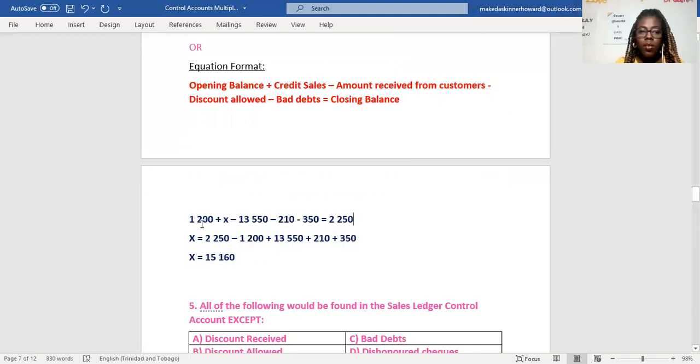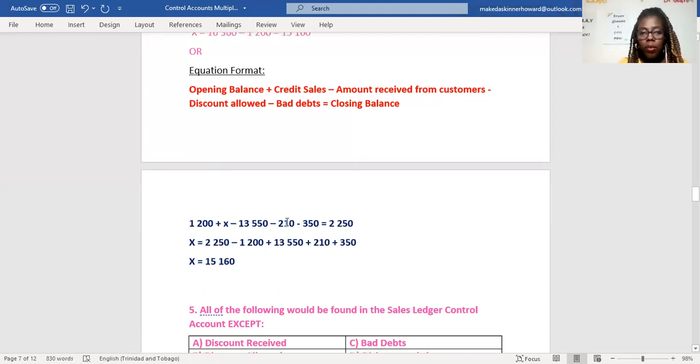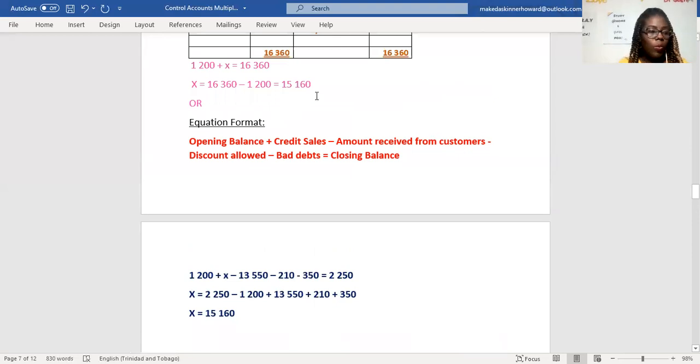All right. So 1,200 is our opening credit sales. We don't know. We minus any amount received from the customers, minus the discount allowed, which is the 210, minus the bad debt. And that's going to give us our closing balance. Work all the figures. You will end up with the same thing you got before, which is 15,160.